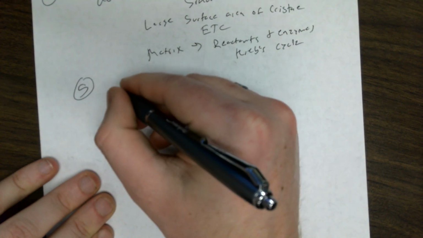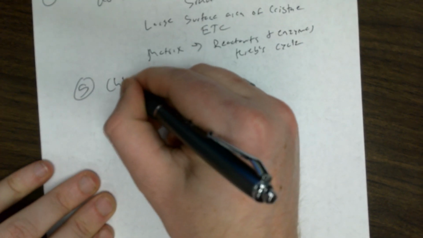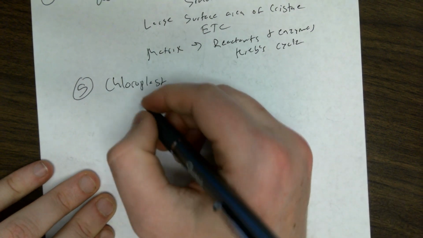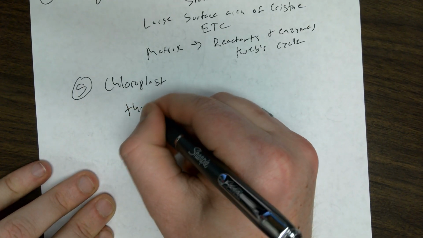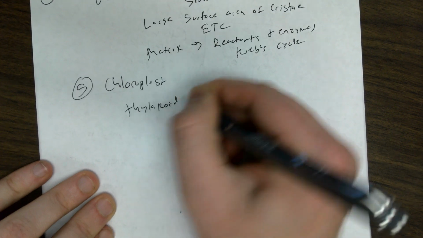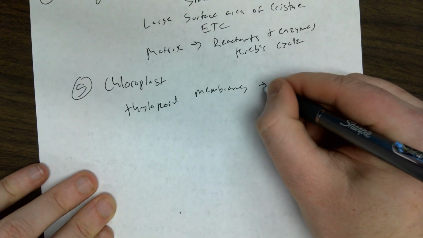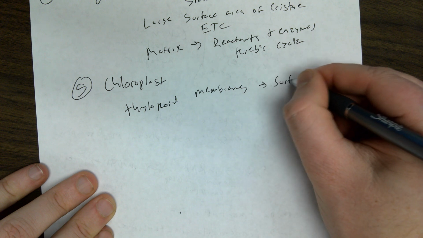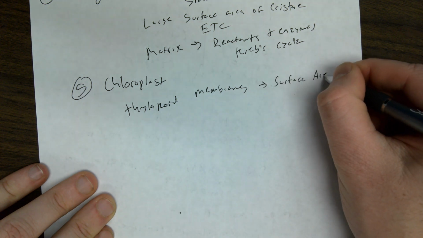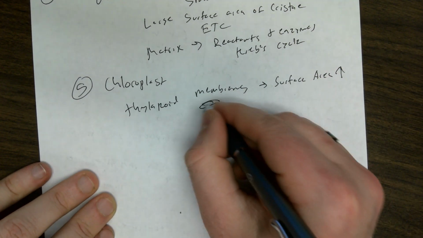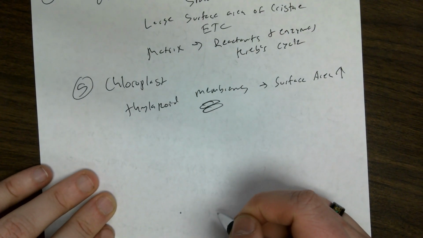5, chloroplast. Gonna be very similar, right? Just different names, but same concept. So, thylakoid membrane has all those discs, and that's gonna be surface area as well. So it increases the surface area. So the thylakoid membrane has the discs, so it increases the surface area.